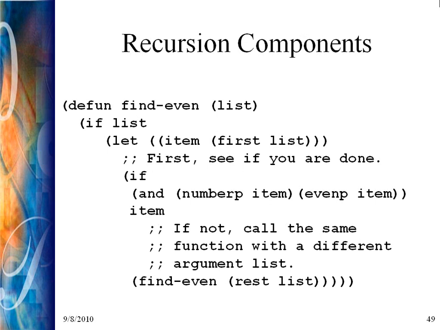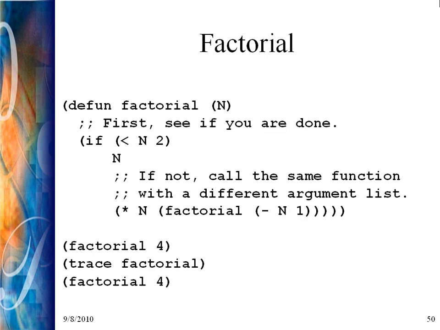Yes, so if list, that's testing whether we have nil. First you see if you're done. If not, you call it with a different argument list. That's the basic thing. Another well-known recursive function, which is factorial.